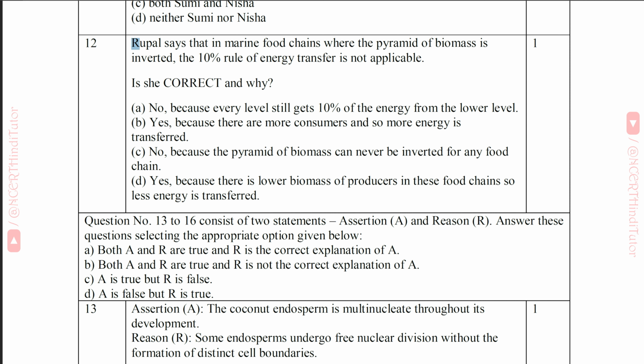Question 12. Rupal says that in marine food chains where the pyramid of biomass is inverted, the 10% rule of energy transfer is not applicable. Is she correct and why? Answer A. No, because every level still gets 10% of the energy from the lower level.